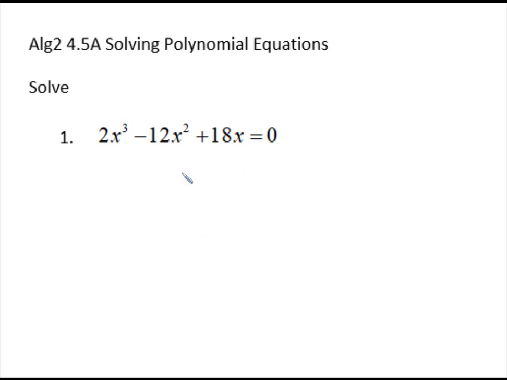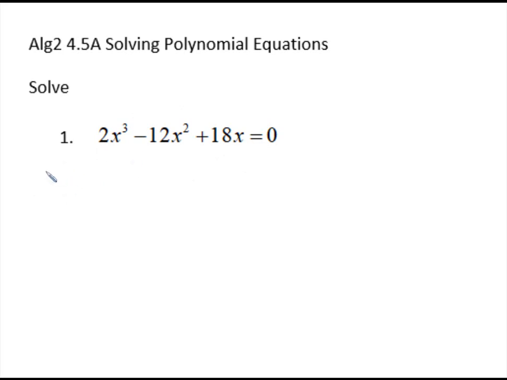So first of all, we need to make sure the problem equals 0. So number 1 already equals 0, so we're okay. And then the first step in factoring, right? So we want to try and factor this if we can. It looks like there's a GCF I can take out, right? So always take out the GCF. It's the first step in factoring.